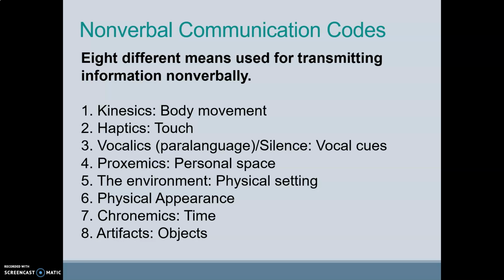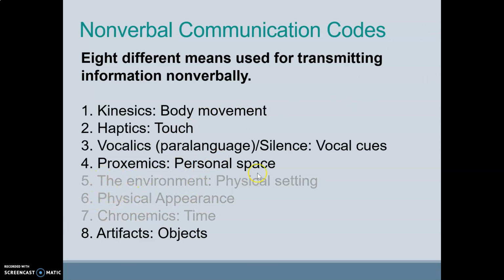So we have just briefly overviewed these 8 types of nonverbal code. Your textbook did a very good job explaining the environment, the physical appearance, and the chronomics, and I think they are pretty straightforward. So for this class, we're going to focus on these 5 nonverbal codes. They are kinesics, haptics, vocalics, proxemics, and artifacts. I'll give you the definitions, and I'll give you some examples of how we use these 5 types of nonverbal code to communicate.